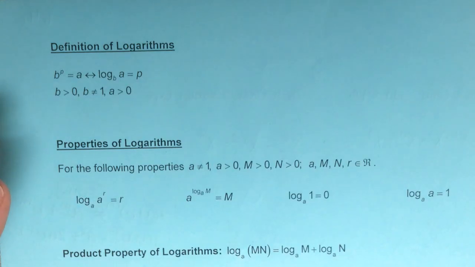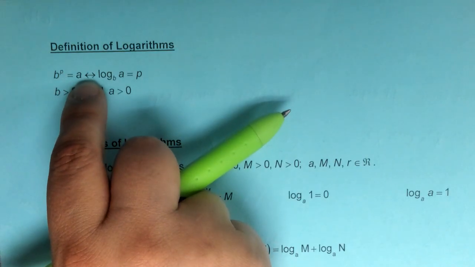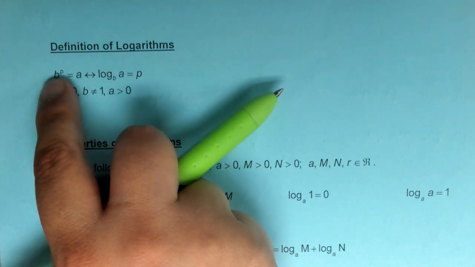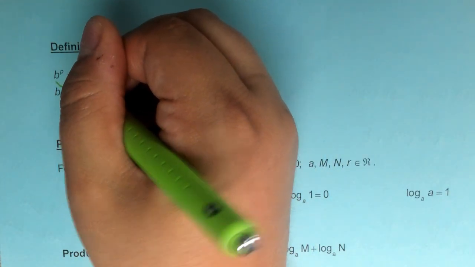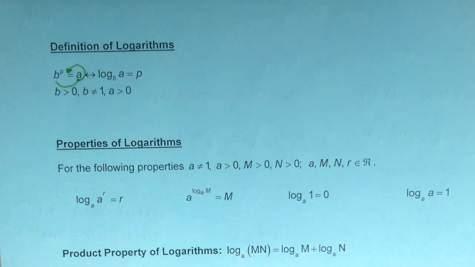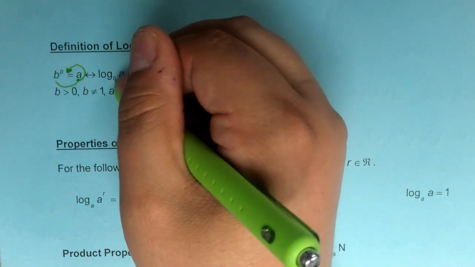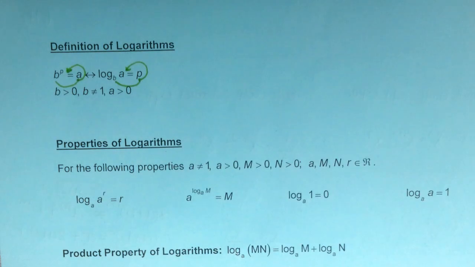We talked about this yesterday, but the definition of the logs is if you have a base raised to an exponent, that's your answer. And if I want to turn it into a log, what do I need to do? How do I turn this into a log? Do the little loop, or do the cloud. Your base, the log of your base to the A equals P. If you have a log and you want to find the exponent, you start at the base. The base to the power is your answer.